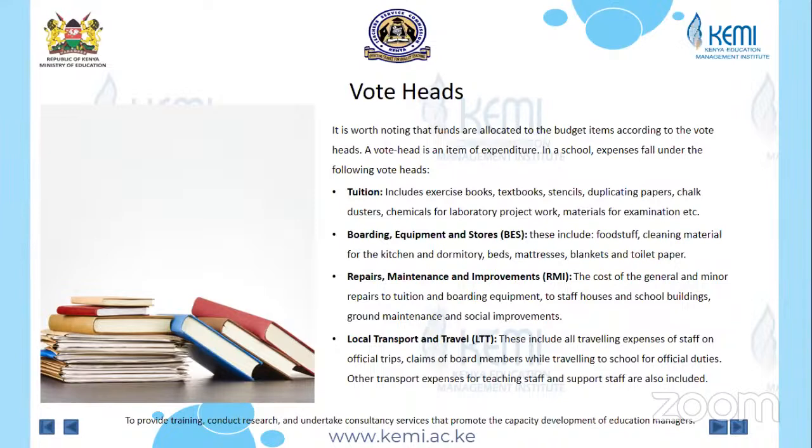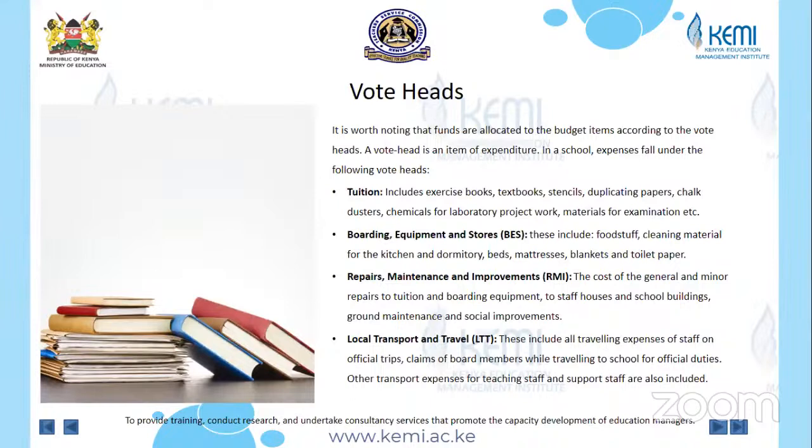So the tuition account includes things like exercise books, textbooks, stencils, duplication papers, chalk, dusters, chemicals for laboratory, project work, materials for examination, etc. Most of the time, it is strictly this vote head: once the resources have been allocated, there is no virement. There is no borrowing from this account. Strictly, it has to be utilized on those items.